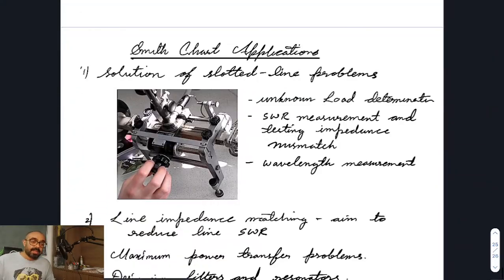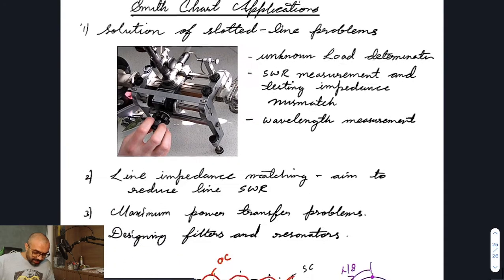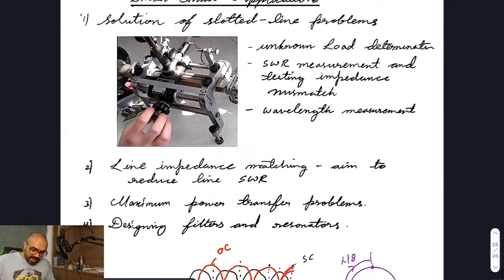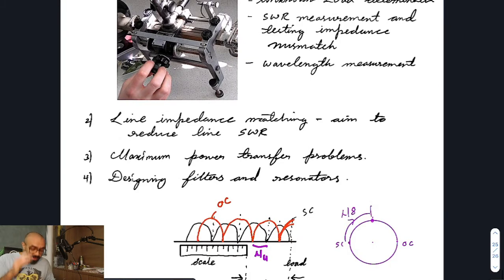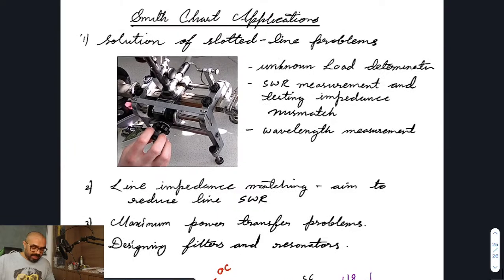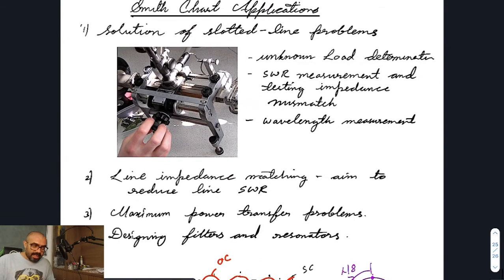I just want to mention very quickly where we will use Smith charts. If you have slotted line measurement problems, for instance, and also in impedance matching, creating impedance match circuits, and so on, we can also use it in ensuring maximum power transfer or optimizing power transfer and such examples. This will be given in a separate video, and I'm going to conclude this video.